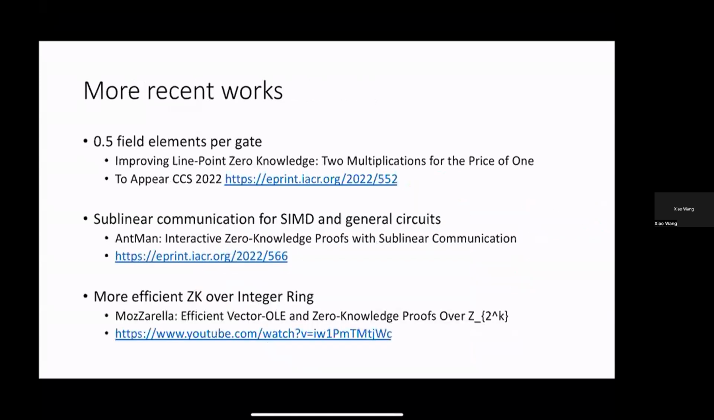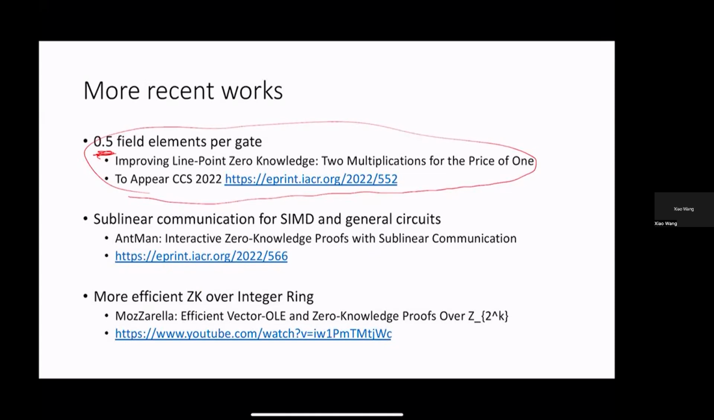Yeah, there are a lot more works on how to make it faster. For example, there is a recent work to appear very soon this November in CCS, which is a more efficient version where they can prove in zero knowledge with half of the cost. They can prove in 0.5 field element per gate rather than 1 field element per gate that I mentioned. But this is a little bit more complicated.